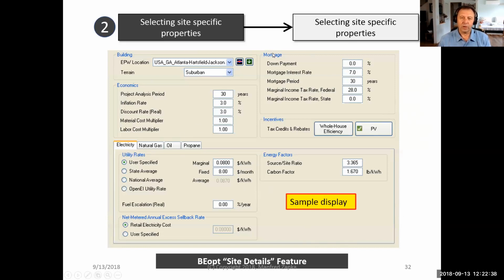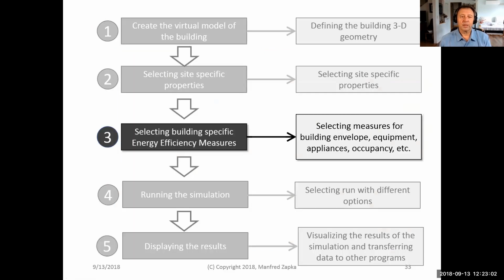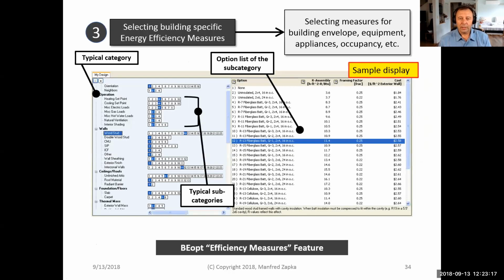Then we also have mortgage information, because of what kind of interest rate. We have the project, because the real power of BEopt is optimizing alternatives. You might have 10, 20, 100 different alternatives, which you can then automatically optimize. Here today, we are only doing optimization of 2 alternatives. The third one is selecting building-specific energy efficiency measures. This could be the properties of the building in terms of building envelope, equipment, appliances, occupancy, and so on. Here you see one sample, and we'll be going more into it.